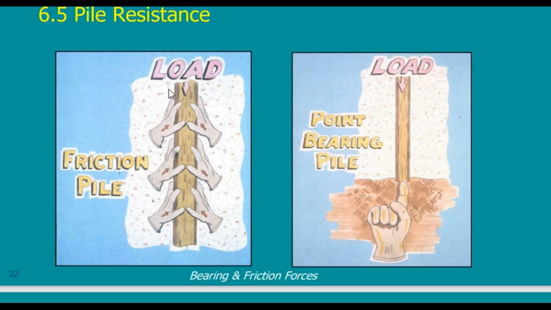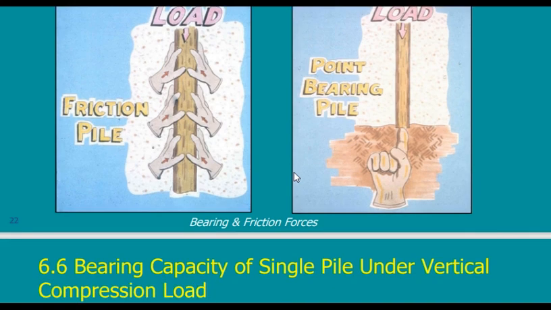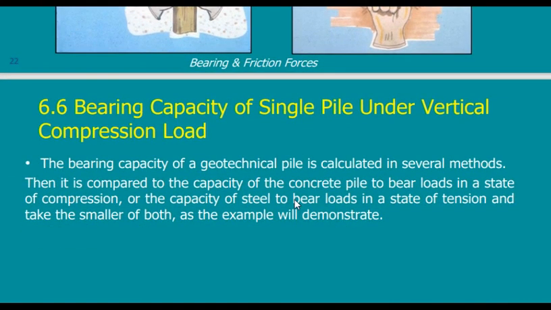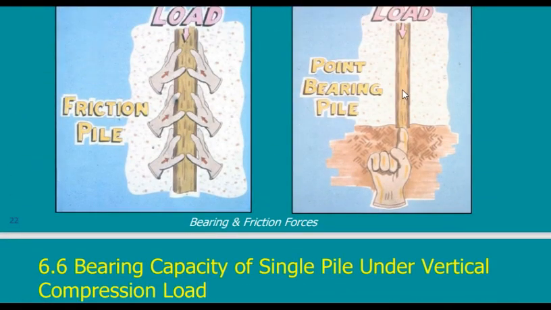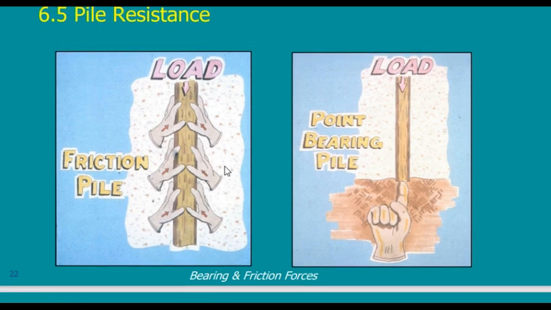But is it either a point bearing or a friction? No. Usually it is a combination of both. It's as if you are carrying this bag, one hand around and one hand below. So you are carrying both. Next lecture, we are going to study how to check a single pile. But before I go into this, I will just show you an illustration of the difference between a single pile and a group pile.